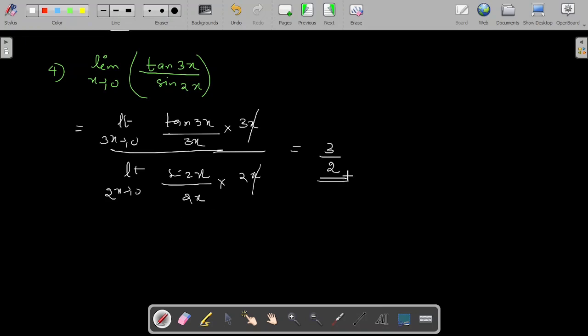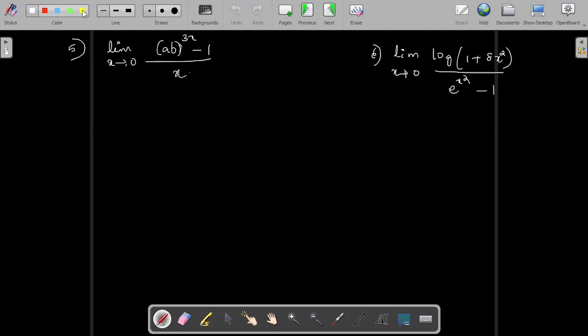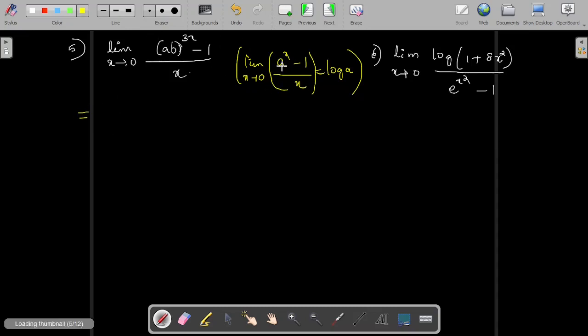This is the answer. Now the fifth problem is limit x tends to 0, ab power 3x minus 1 divided by x. I am going to use the standard form limit x tends to 0, a to the power x minus 1 divided by x, which is equal to log of a. This is the formula I am going to use here. So now compare this with the standard form. Here in the place of a, you have the constant ab. That is the only difference. So this gets replaced by ab.